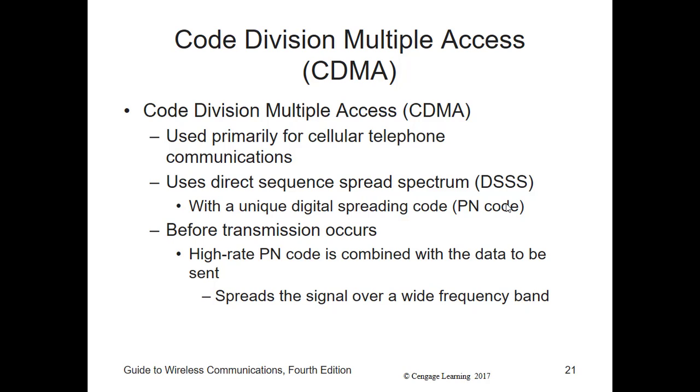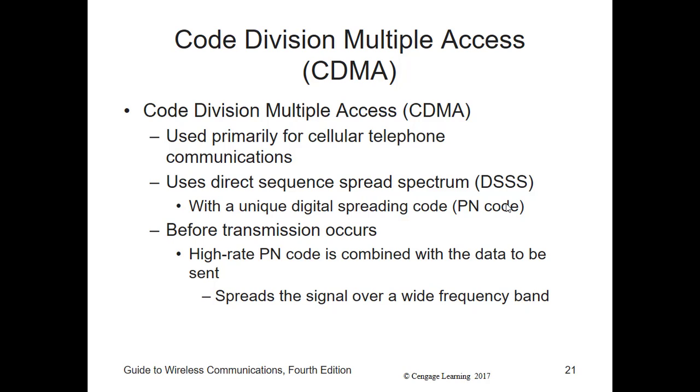So rather than separate radio frequency channels, CDMA, which is code division multiple access, uses direct sequence spread spectrum with a unique digital spreading code called a PN code. To differentiate the multiple transmissions in the same frequency range before transmission occurs, the high rate PN code is combined with the data to be sent. This step spreads the signal over a wide frequency band, lowers the amplitude of the signal, and therefore is more resistant to interference.